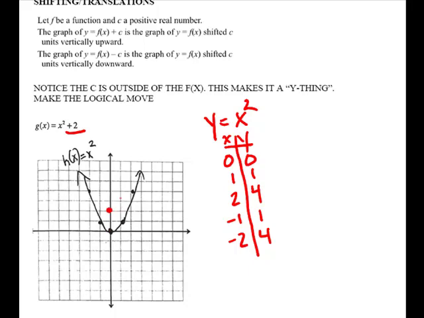This one will go up 2. This one will go up 2. This one will go up 2. And this one will go up 2. It's going to look like the same kind of picture. It has just moved up 2.